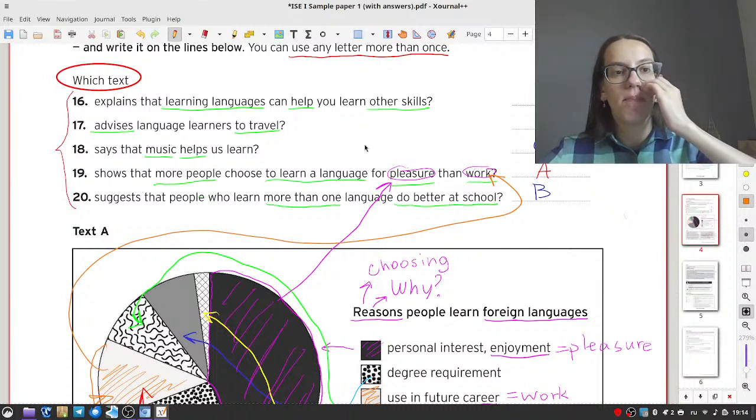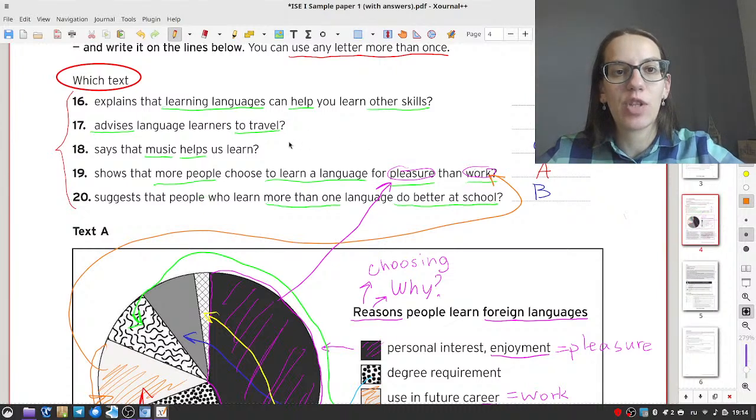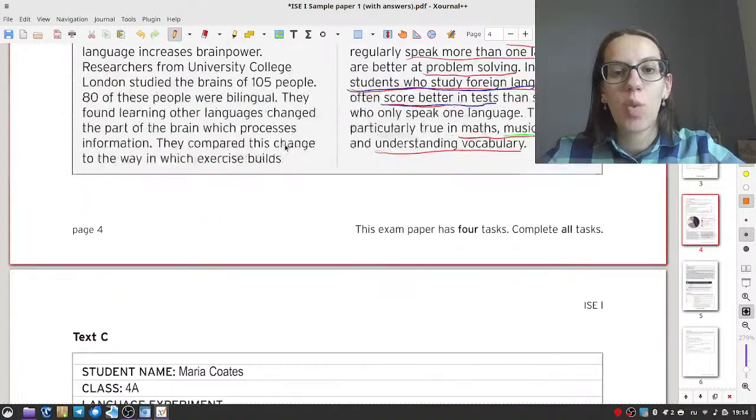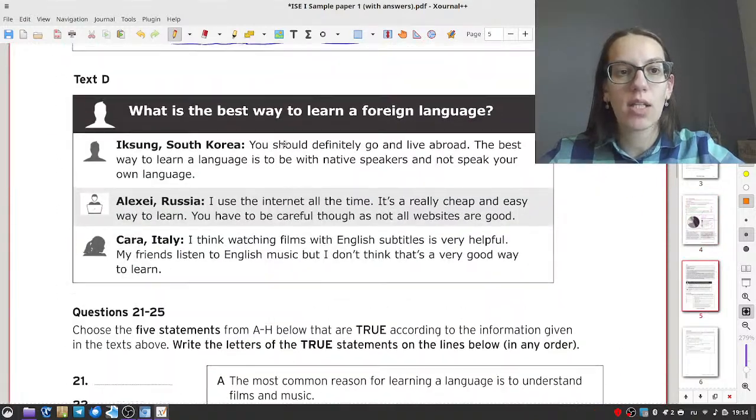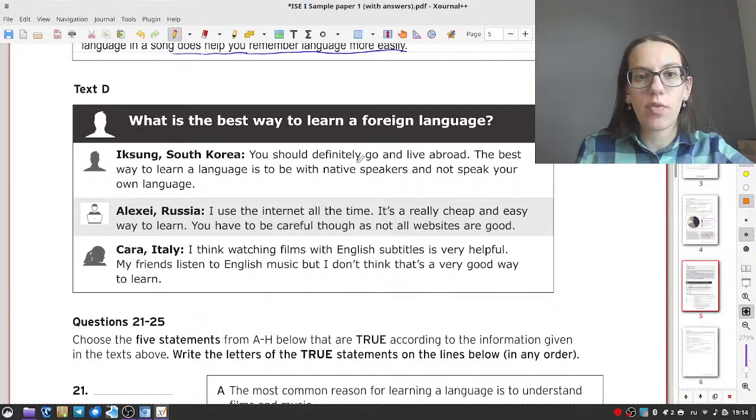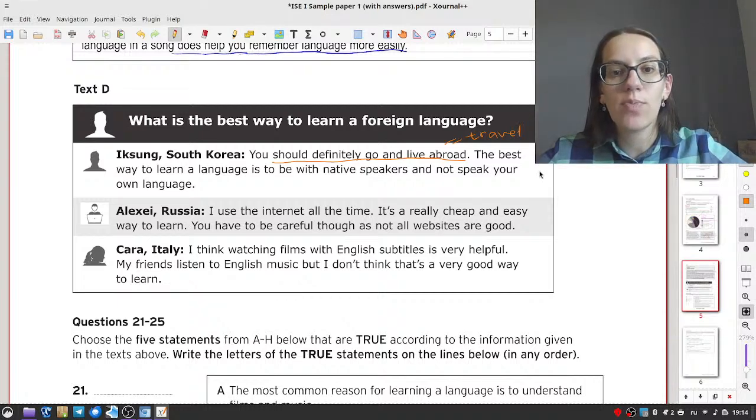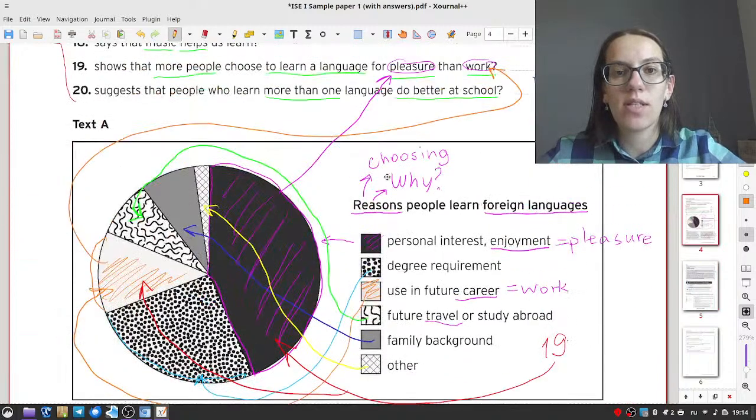But can we say that one of them advises language learners to travel? Well, yes. If we look at the first person, Ik-sung from South Korea, says you should definitely go and live abroad. To live abroad, it means travel, yeah. To travel to a different country and live there. So one of these people advises language learners to travel. It says that it's a good idea to travel when you are learning a foreign language. So yes, this is D.